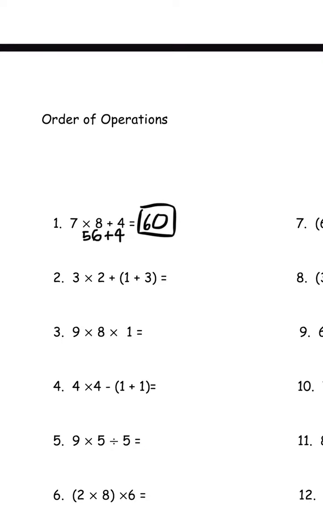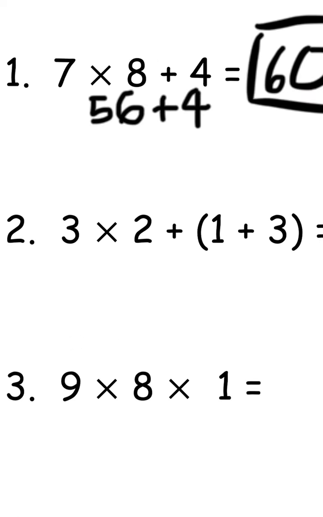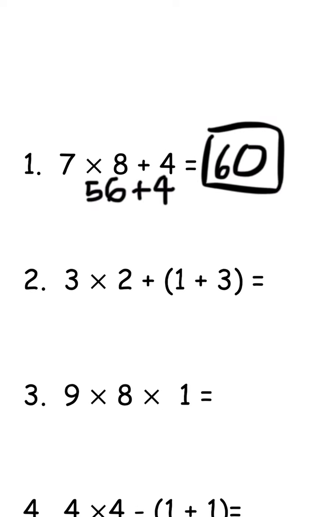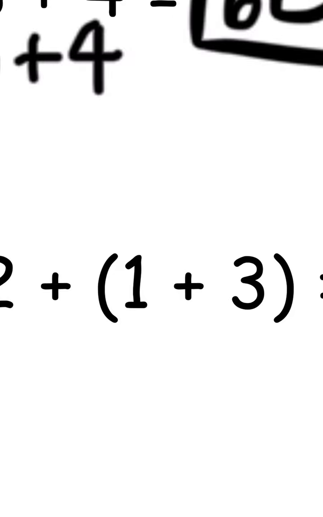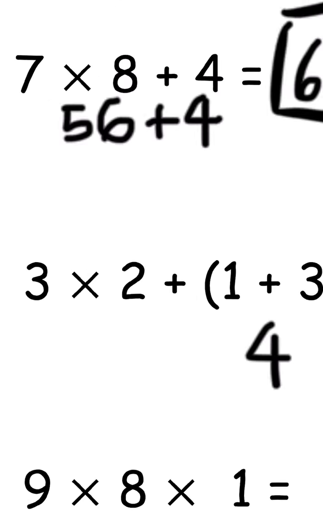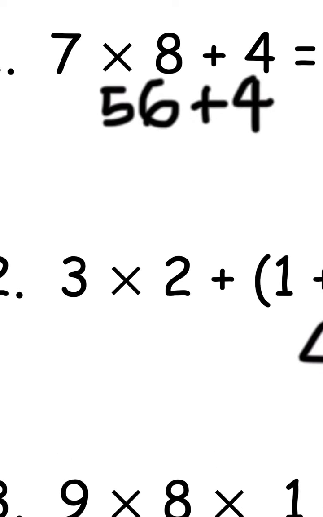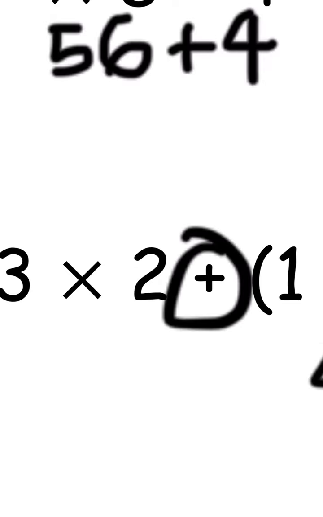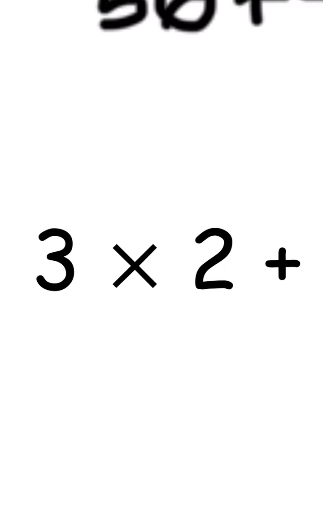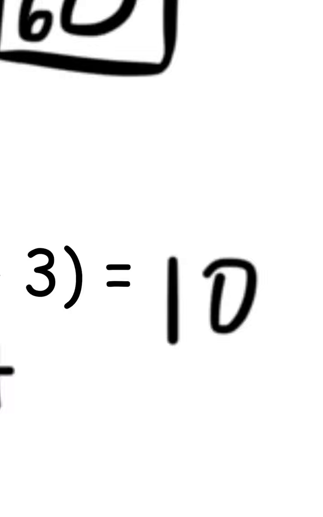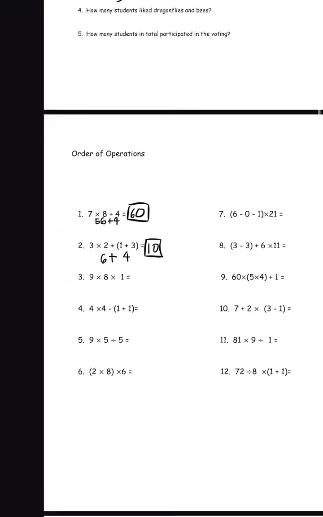Let's look at number 2. So for number 2, there is a parentheses, and we need to first solve the numbers that are inside the parentheses. So 1 plus 3 is 4. And then now multiplication has to be first, then addition. So 3 times 2 is 6, and 6 plus 4 is 10. So 10 is the answer for number 2.